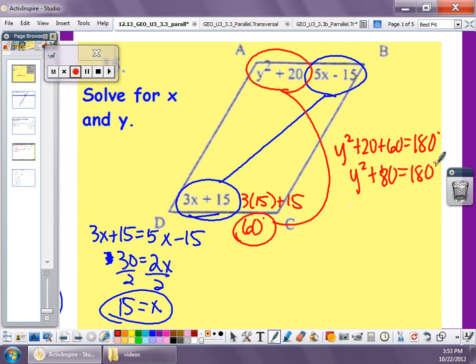I just subtract the 80 from both sides. Y squared equals 100. Take the square root. So y equals really positive or negative 10.